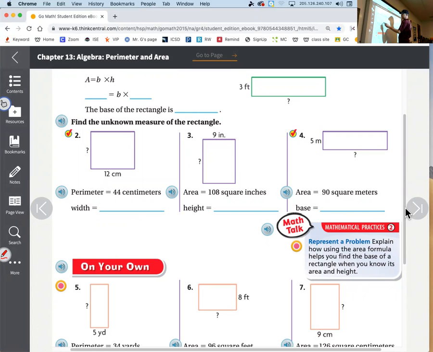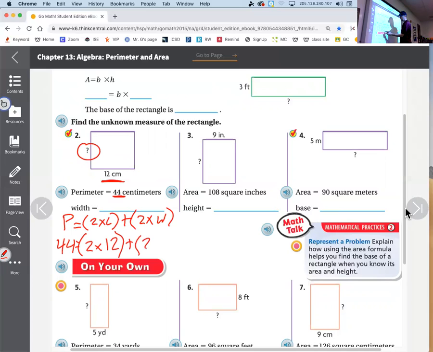So we know that the bottom down here is 12. We don't know what the height is, but we do know what the perimeter is. So we want to use the perimeter formula. P equals 2 times the length plus 2 times the width. Let's just plug our numbers in. We know the perimeter is 44. And then that equals 2 times the length. Do we have the length? Yeah, we do. It's 12.